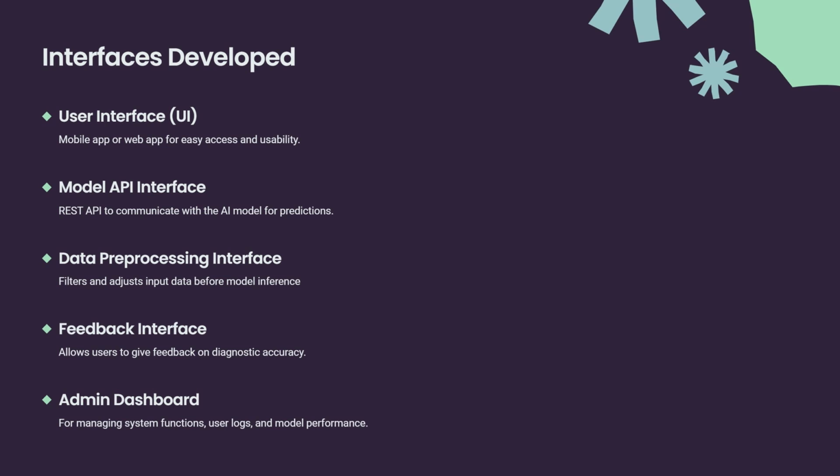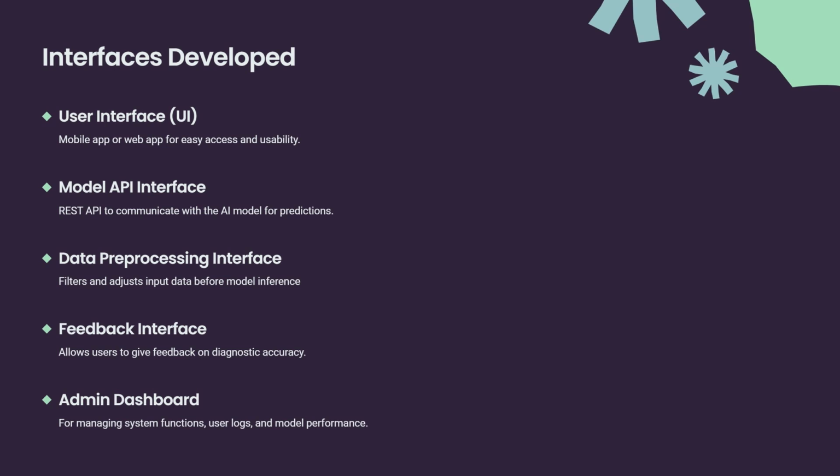And the model API interface. It is an interface developed for the API calls. The REST API is used to communicate with the AI model for the disease prediction. The data pre-processing interface is used for filtering and adjusting the input data before the model inference. And the feedback interface allows users to give feedback on diagnostic accuracy, further improving the quality of the website.